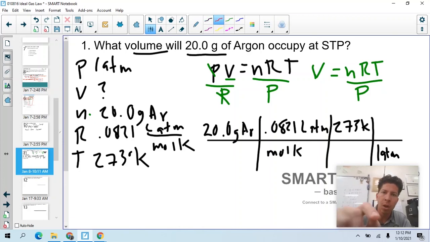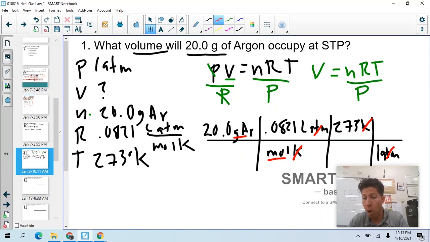Okay. So guys, before I do the math, I want to make sure that everything cancels, right? So it looks like atm cancels with atm. Kelvin cancels with Kelvin, okay? But my moles does not cancel because I have grams. So I can convert grams into moles, right? So I got to do a little conversion, set up another conversion box.